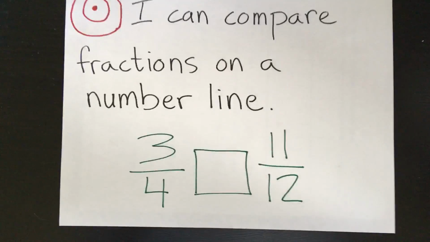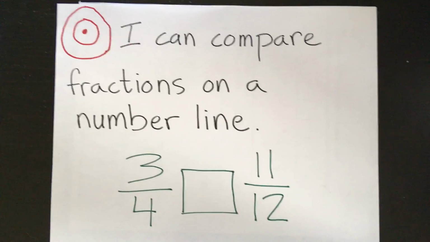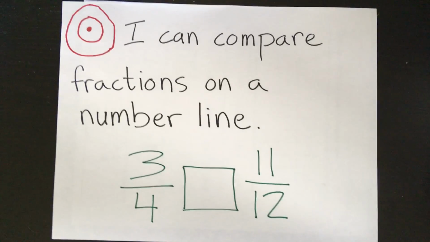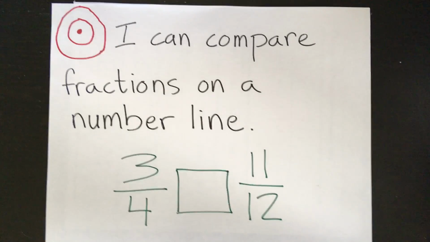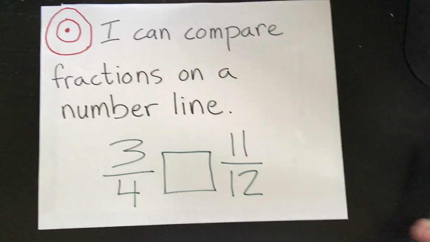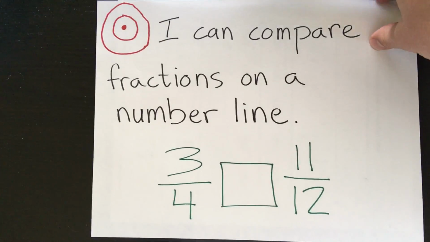All right, so you can see right here, I've got your learning target for you today. We're going to continue comparing fractions, although this time we're going to use a number line to compare fractions. So you see right here, I've got 3/4 and we're comparing it to 11/12. That's going to be the example problem that we look at today.